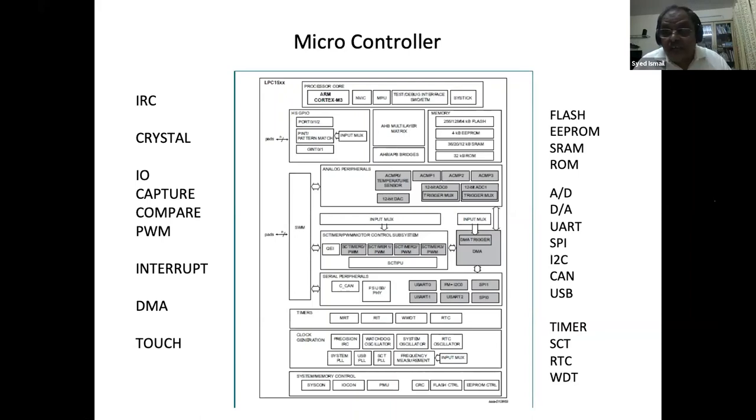Then DA, digital to analog, may not be required in all applications. But wherever you go for motor control applications, whatever it is, you require digital to analog conversion. Having it built inside is better. You can also buy a chip and put it in, but this is just for your understanding.